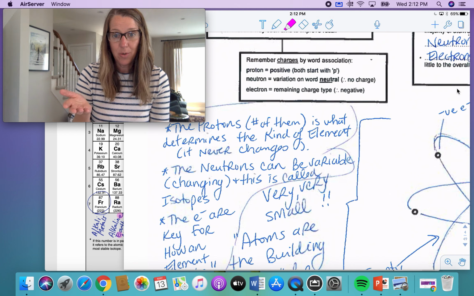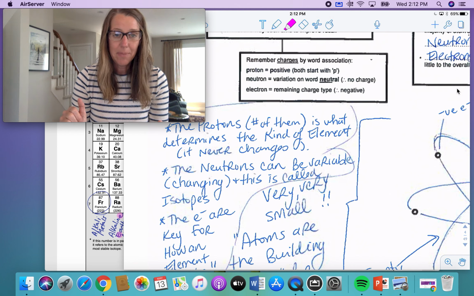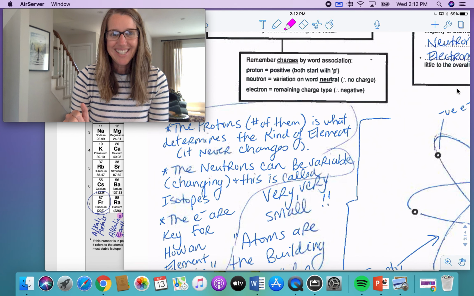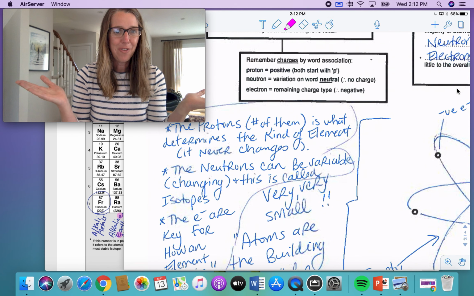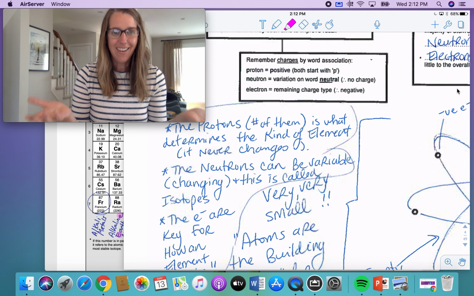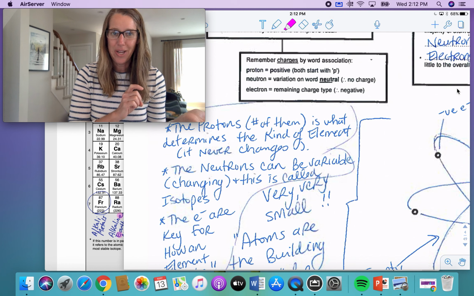The only thing that can change is the number of neutrons, and they can vary, and that's something called an isotope. So you'll learn about that in grade 11. Electrons are what come and go from an atom. That's what makes an ion, right? An ion is an atom, but an atom with a charge to it.